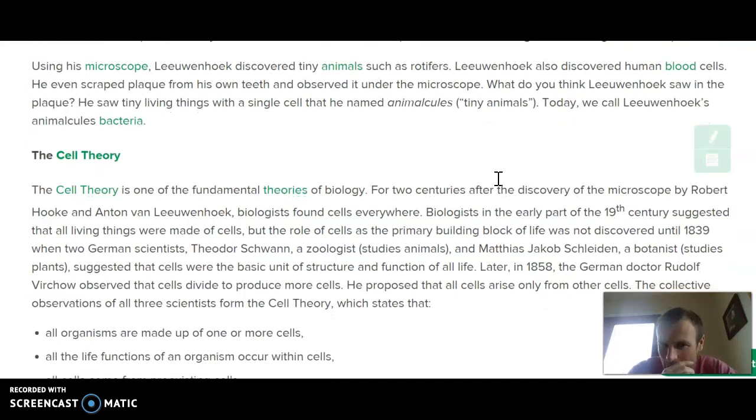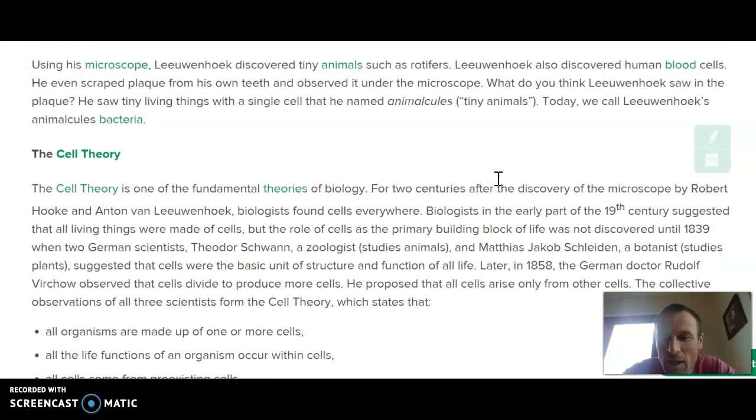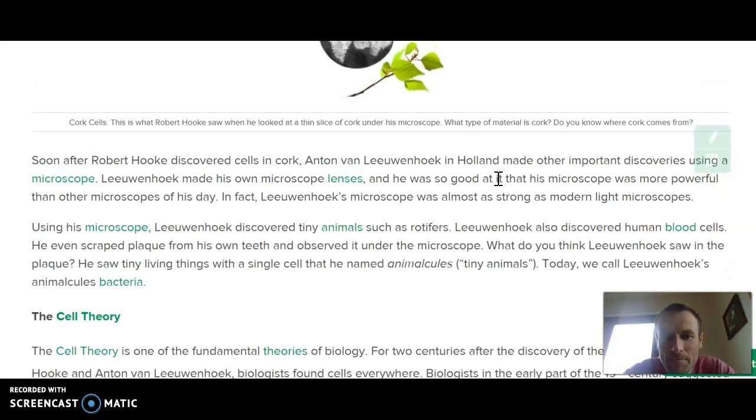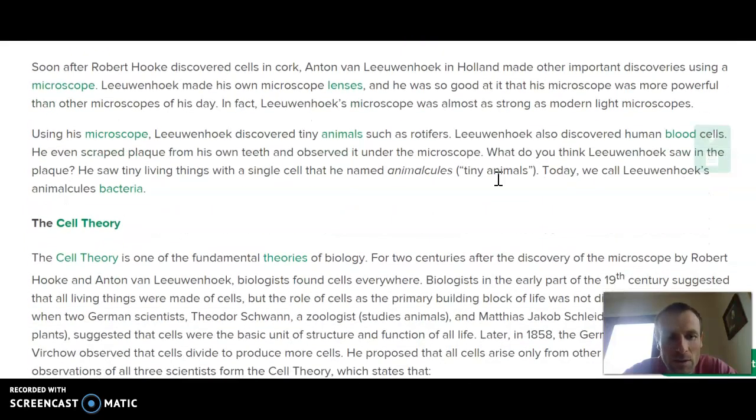And one other thing that you should probably know is what Leeuwenhoek actually called the bacteria. So before there was even the word bacteria, he called them little animalcules, which means tiny animals. So those are probably the two guys that you need to know about, Robert Hooke and Anton van Leeuwenhoek in the discovery of cells.